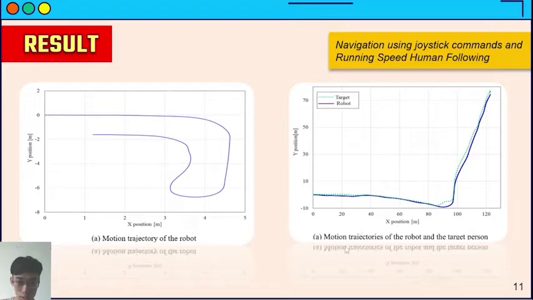Figure 2 is the motion trajectory of the robot and the target person. You can see the blue line is the robot and the green line is the target. When the target goes ahead, the robot goes ahead. When the target turns left, the robot turns left too.